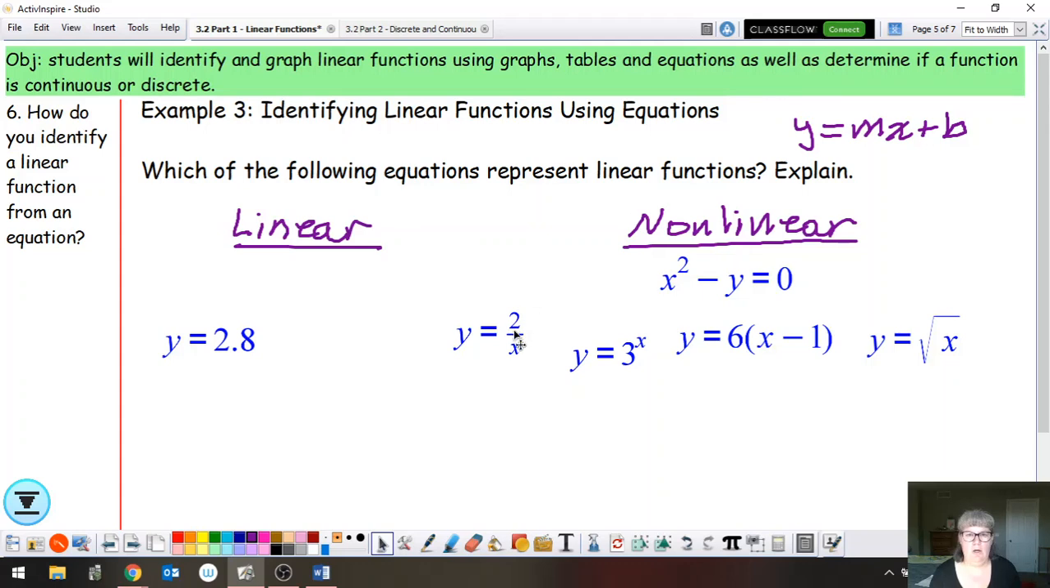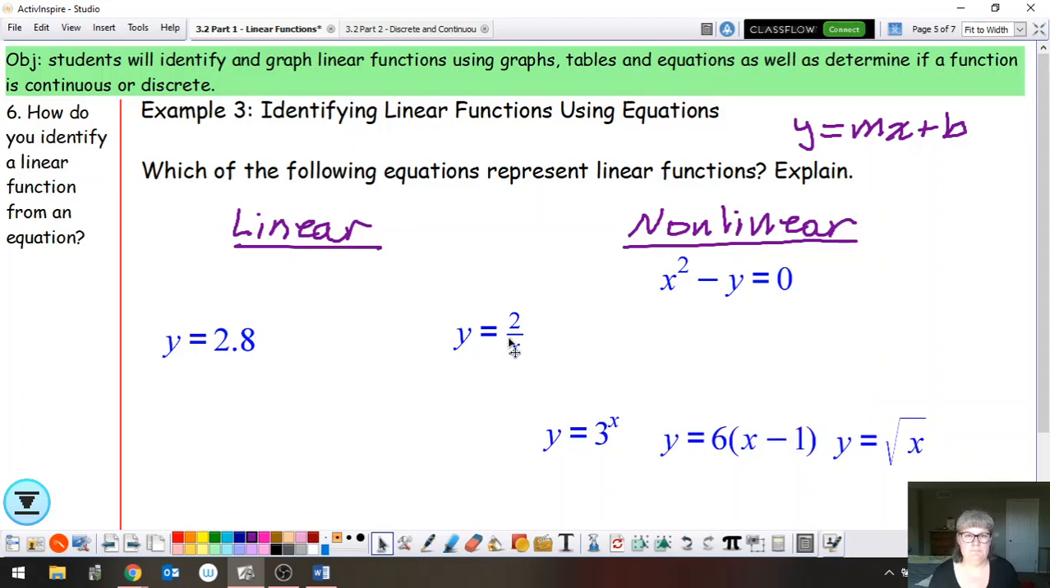Also, in this equation, y equals 2 over x, x is in the denominator. But is x in the denominator of y equals mx plus b? No, it isn't. So that's also nonlinear. We have y equals 3 to the x. X is in the exponent. Is x in the exponent anywhere in y equals mx plus b? No, it is not. So that also makes that nonlinear.